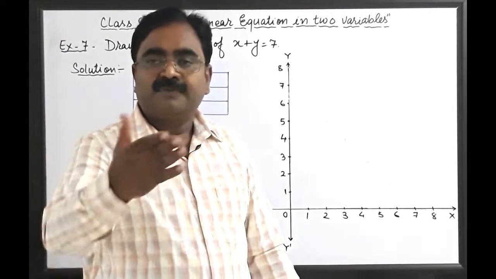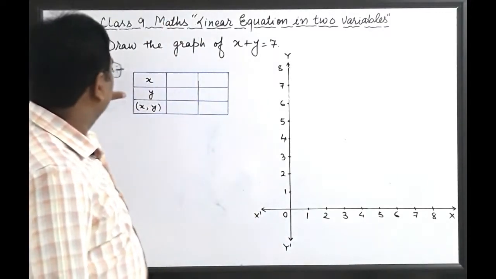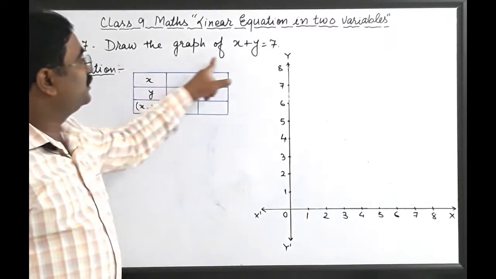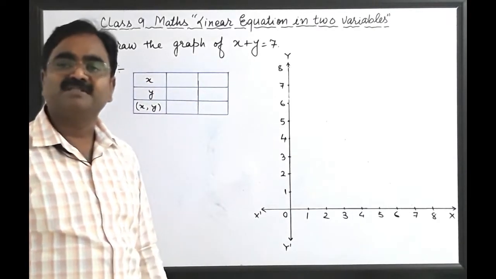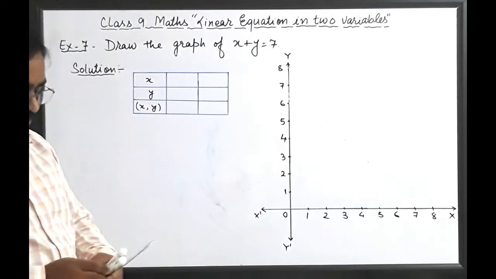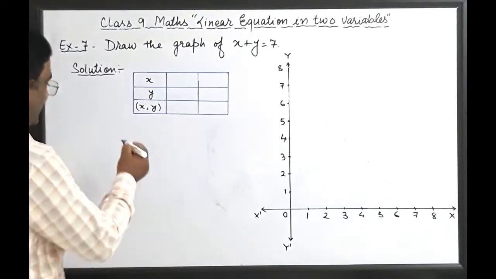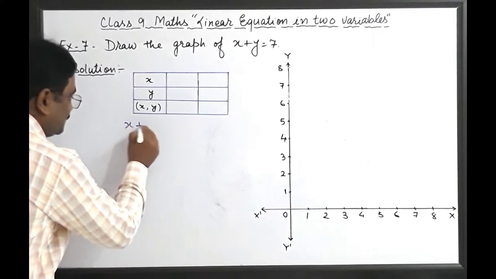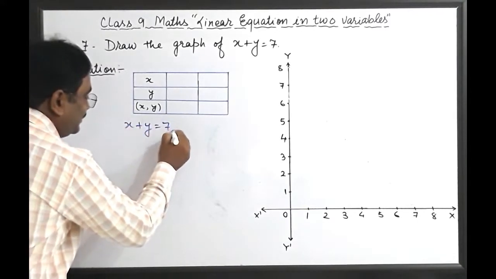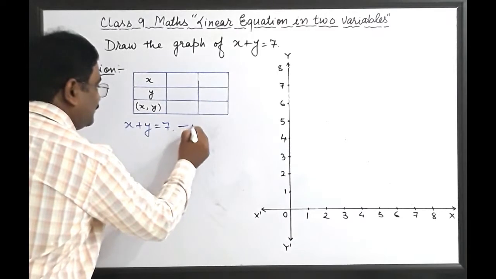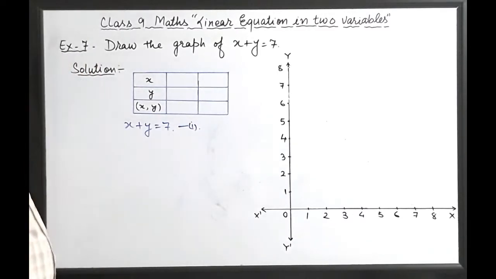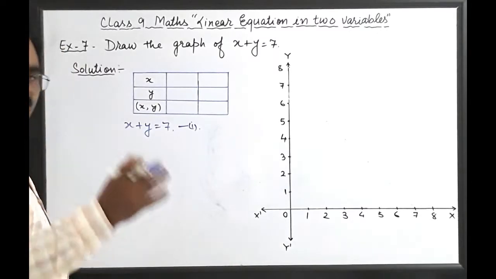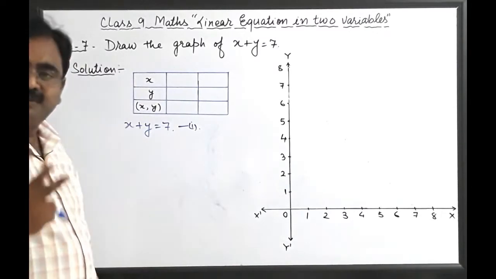Okay friends, let us see the next example, example number 7. Draw a graph of the equation x plus y equals 7. As your equation is given, x plus y equals 7, we have to draw the graph of this equation. So find different solutions of this. We are going to find only two solutions.